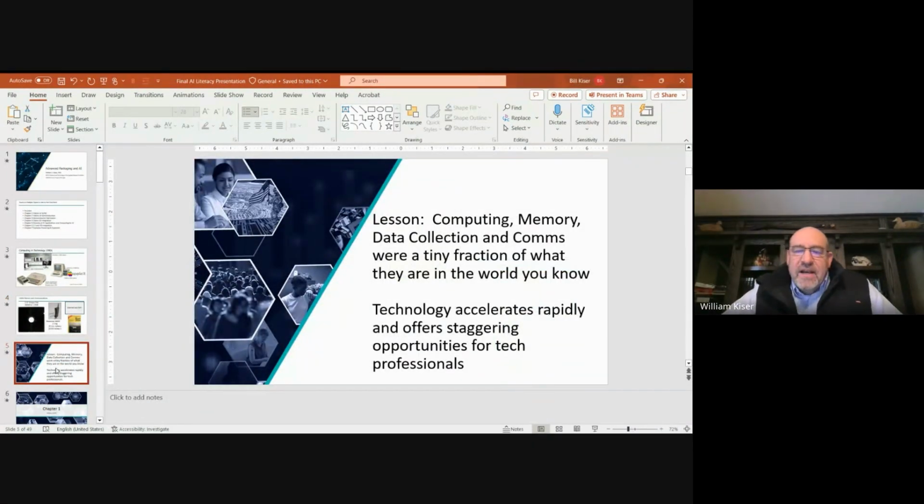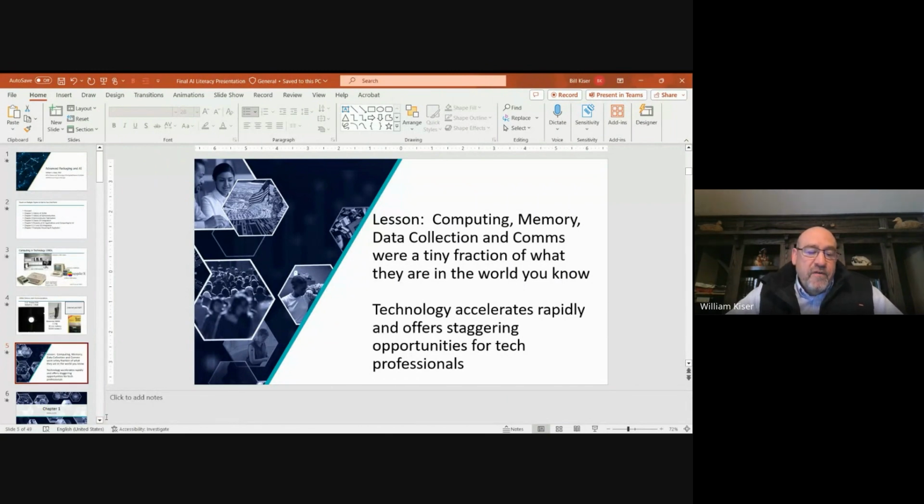So the lesson I want you to take away from this is that the computing, the memory, data collection, and comms were a tiny fraction of what they are in the world that you know now, right? And I also want you to remember that technology accelerates rapidly as you look at your career, right? Stay abreast of it. Don't get stuck in anything too long because it offers staggering opportunities for tech professionals.